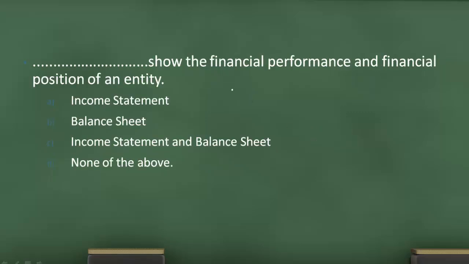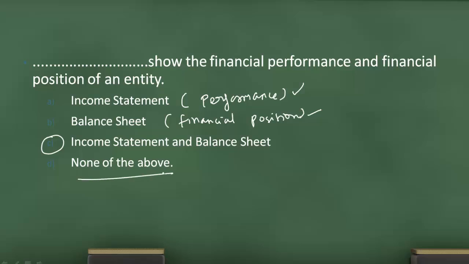Next question. Dash show the financial performance and financial position of an entity. Is it income statement? Income statement would show only the performance. Is it balance sheet? Balance sheet would show only the financial position. Is it income statement and balance sheet? Yes, it is showing both performance and financial position. So answer is C. We need not even look at the none of the above. Answer is C, because income statement would talk about the performance and balance sheet would talk about the financial position.